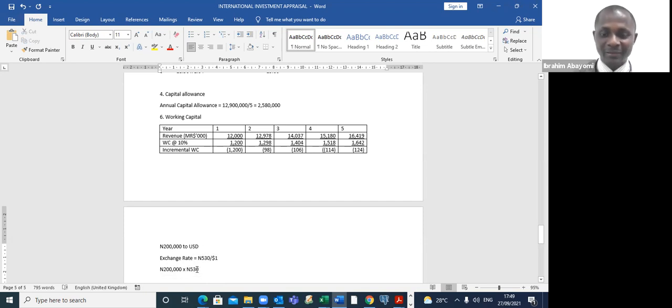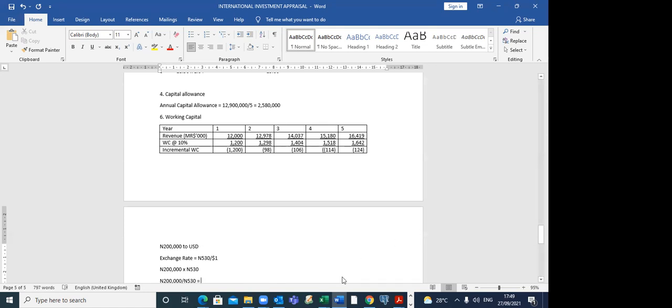If I want to convert this currency now, what I will do is divide the 200,000 naira by 530 naira. Do you understand?